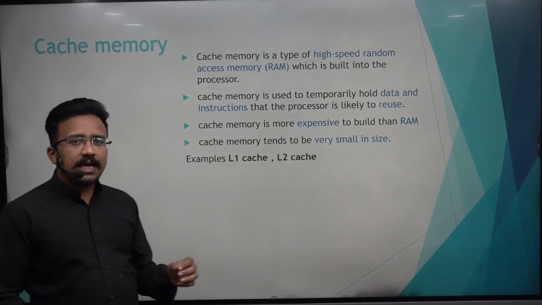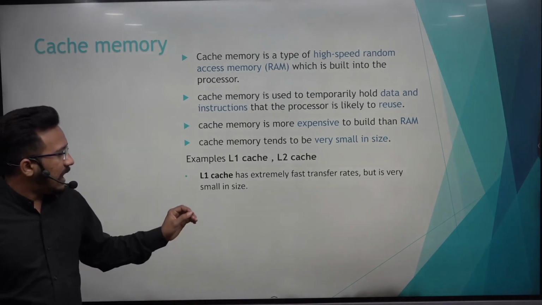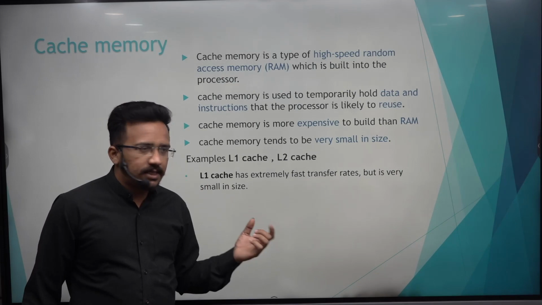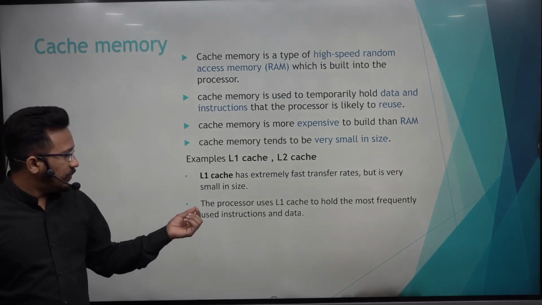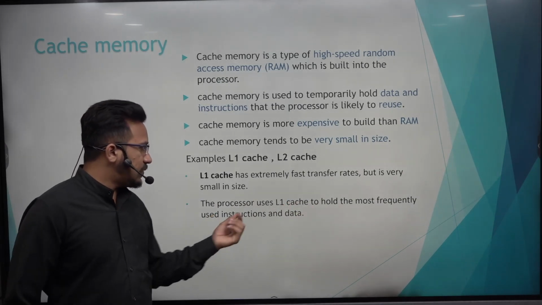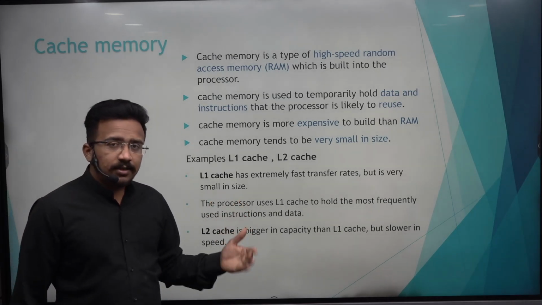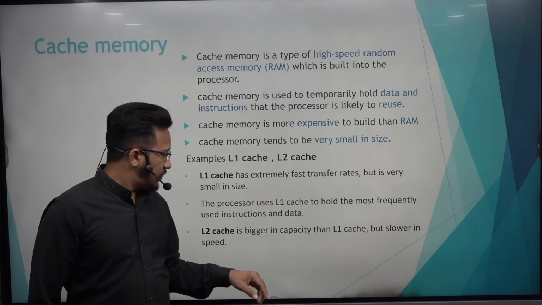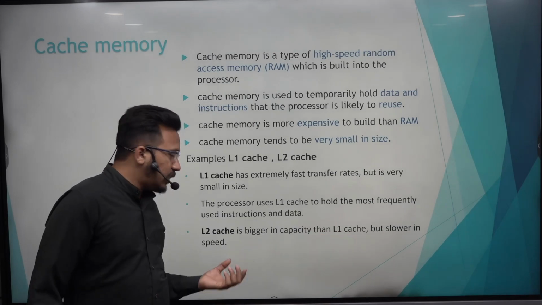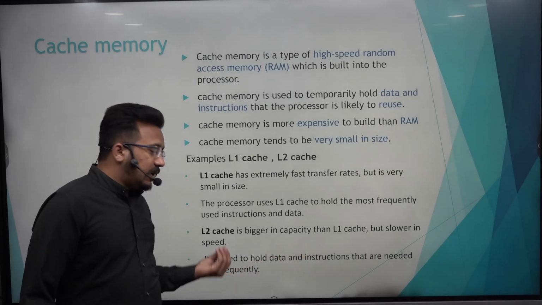Here are specific types of cache: L1 cache, L2 cache. L1 cache has an extremely fast transfer rate, but it is very small in size. The processor uses L1 cache to hold the most frequently used instructions and data. L2 cache has bigger capacity but is slower than the L1. So L2 is bigger in capacity than L1 cache but slower in speed. It is used to hold the data and instructions that are needed less frequently.